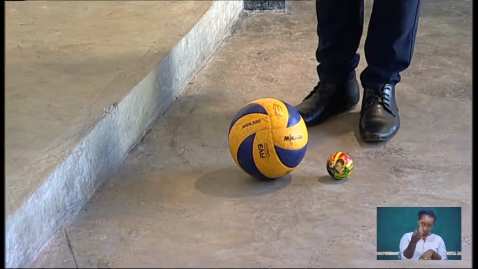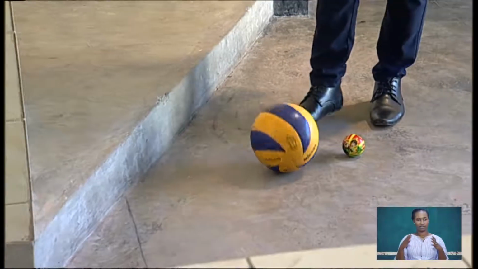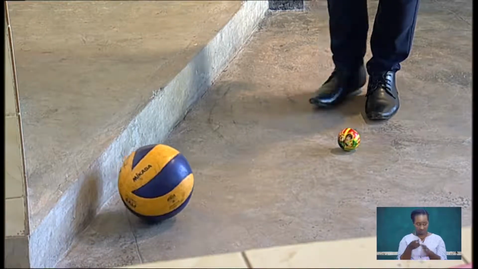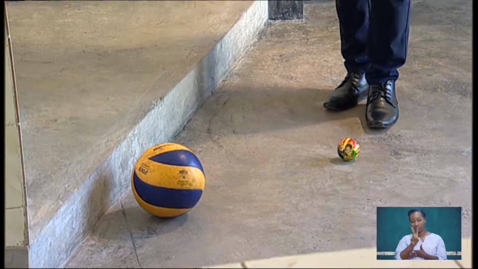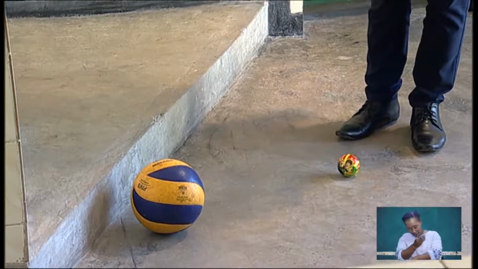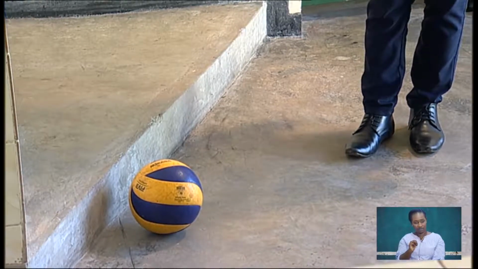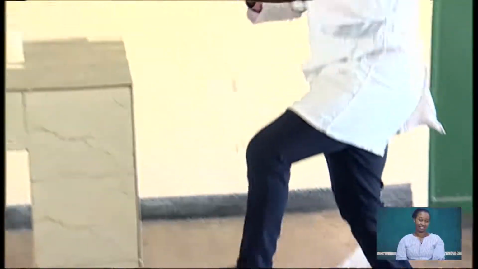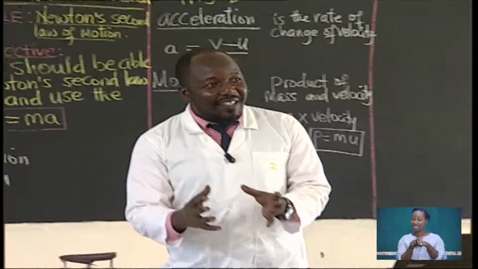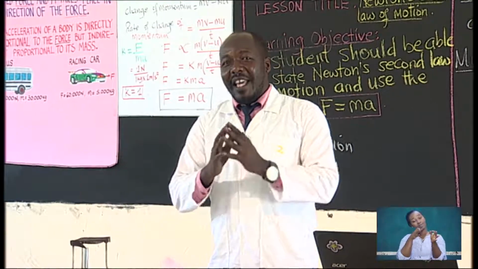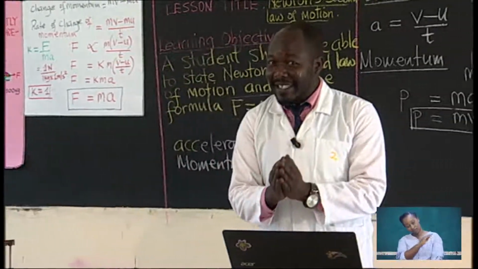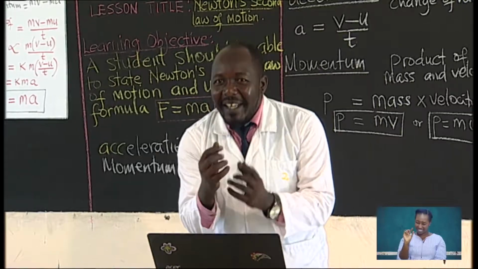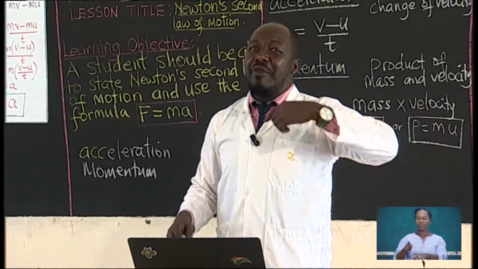So I'm going to begin with the big ball, big mass. So that is the force I've given it. Have you seen the way it has moved? It has accelerated because the velocity has changed. I'm going to give the same force to the small mass. Have you seen where it has moved? It has moved very far. And yet I applied the same force. So what does it mean? It means if you apply a force on a mass, that mass will accelerate. But if the mass is small, the acceleration will be more. The body will move faster.